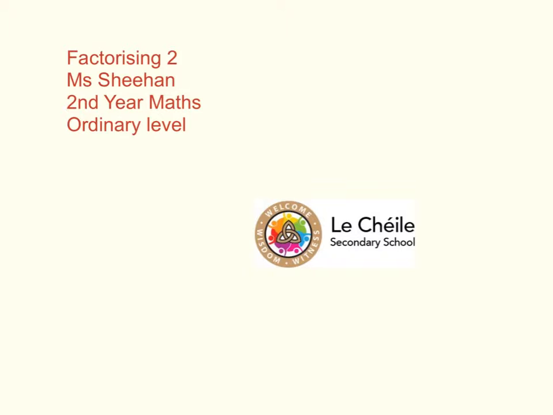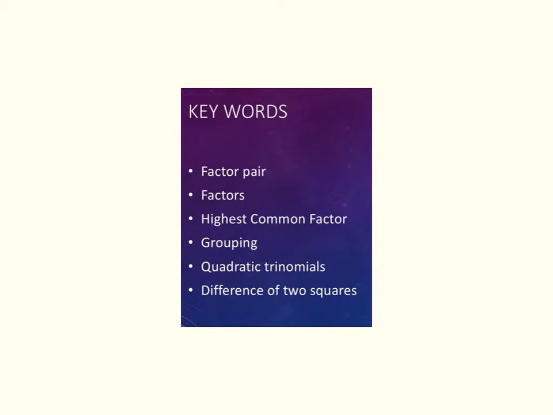In this video we're going to be talking about grouping factors, quadratic factors and the difference of two squares. So far in our keyword list we've looked at factor pair, factors and highest common factors. In this video we're going to be looking at the last three.